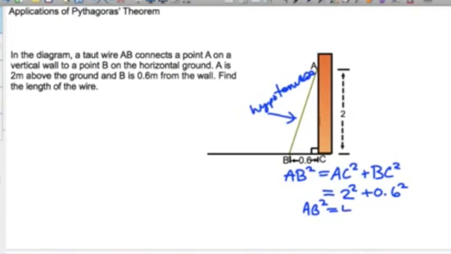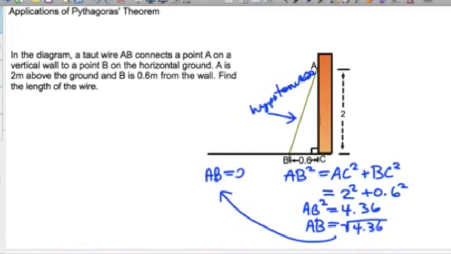So AB squared equals 4.36, which means AB has to equal the square root of 4.36, and I'm going to go ahead and use my calculator for that one, and I'm going to get that AB equals about 2.09 meters. I'm probably going to need to write that in a different spot, so somewhere where you can see it over here. AB equals 2.09 meters. I rounded my answer correct to 3 significant figures.